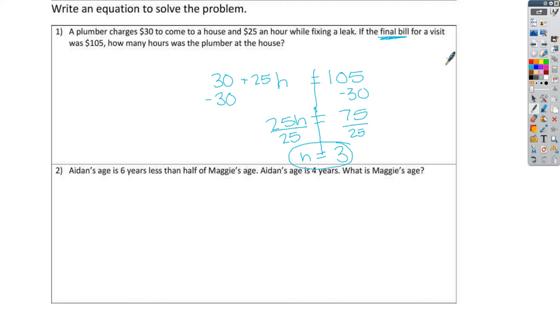We have to check to see if we got it right. Because if our check's wrong, we know we got the problem wrong. So we have 30 plus 25 times 3 equals 105. I want you to go ahead and solve this problem on your own. Hit play when you're ready to check your answers. Please pause the video.